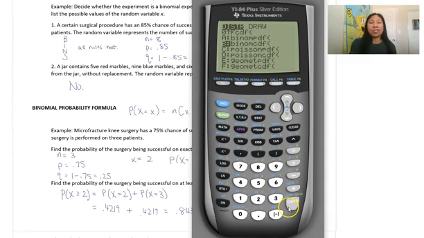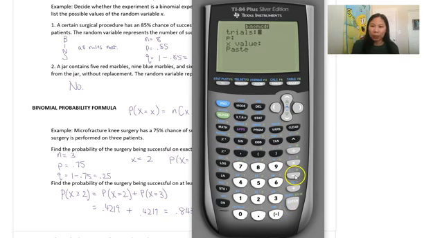So C in CDF stands for cumulative. It means your calculator is going to add stuff up for you, which is kind of cool because it saves us time. So let's say instead we had 10 trials. I'm just making up numbers here. 10 trials, we'll pretend the probability of success is still 0.75.